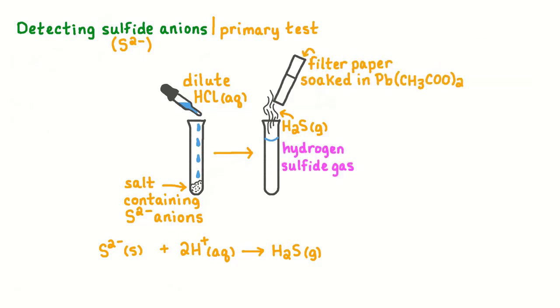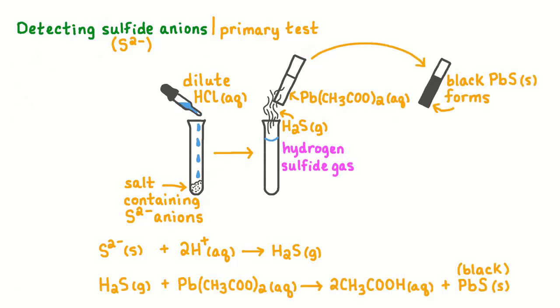So, what we use instead to test for the hydrogen sulfide gas is a solution of lead acetate. We take a small piece of filter paper and soak it in the solution, and hold it carefully above the test tube. When the gas comes into contact with the lead acetate, a further reaction takes place, and lead sulfide is formed on the piece of filter paper. Lead sulfide has a characteristic black color.